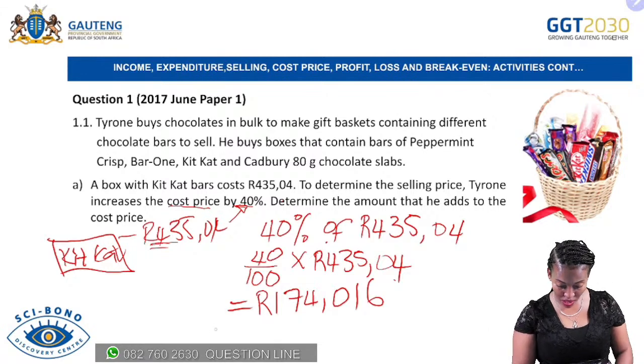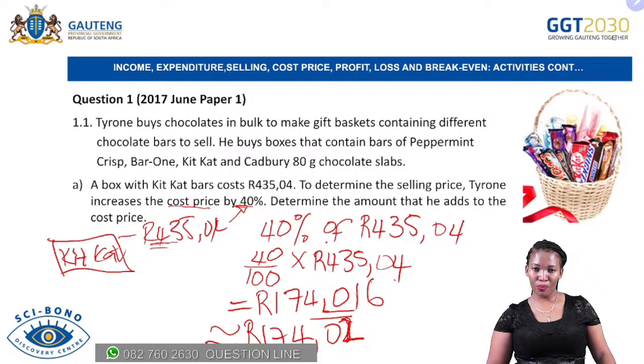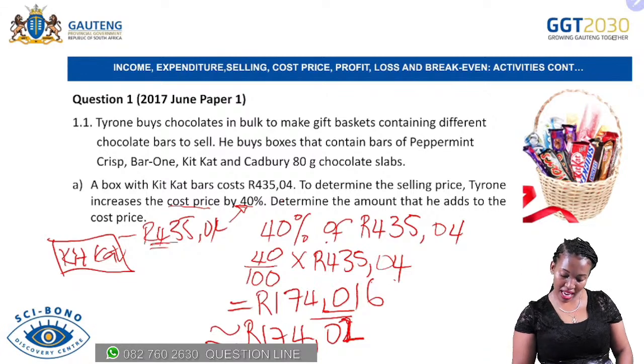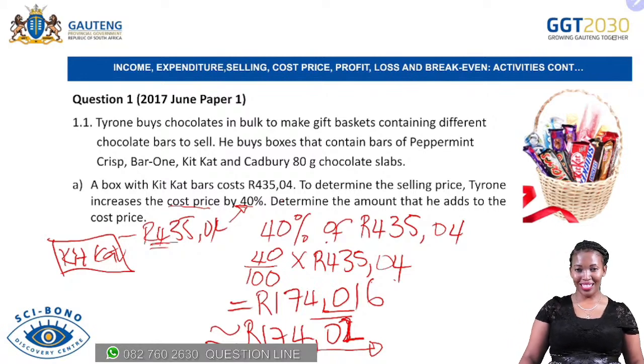But you see what I'm doing here? I write the answer that I got on the calculator, and then on my last step, that is when I will round off to say this is 174 rand and 2 cents, because now this is a 6, this one becomes a 2. So the money that he's increasing this with is 174 rand and 2 cents.